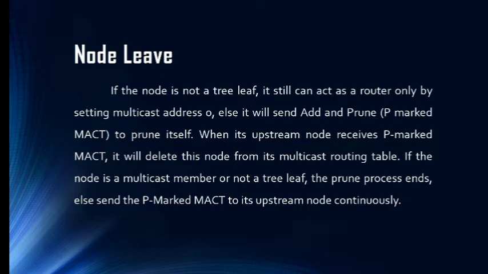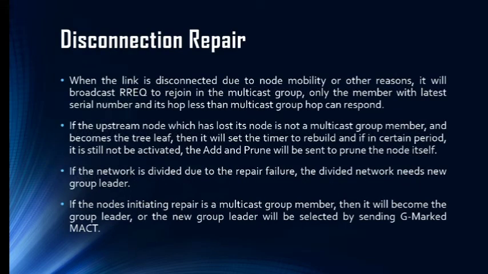So when the upstream node receives this P-marked MACT, it will delete this node from its multicast routing table. So the node is removed from the multicast routing table, and the table is updated. If the node is a multicast member or not a tree leaf, the prune process ends. Else, they send the P-marked MACT to its upstream node continuously. Next one is disconnection repair.